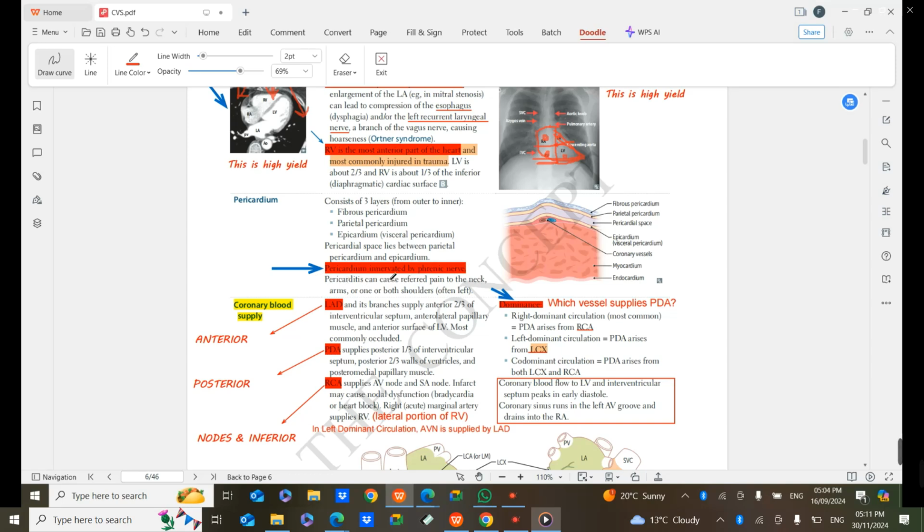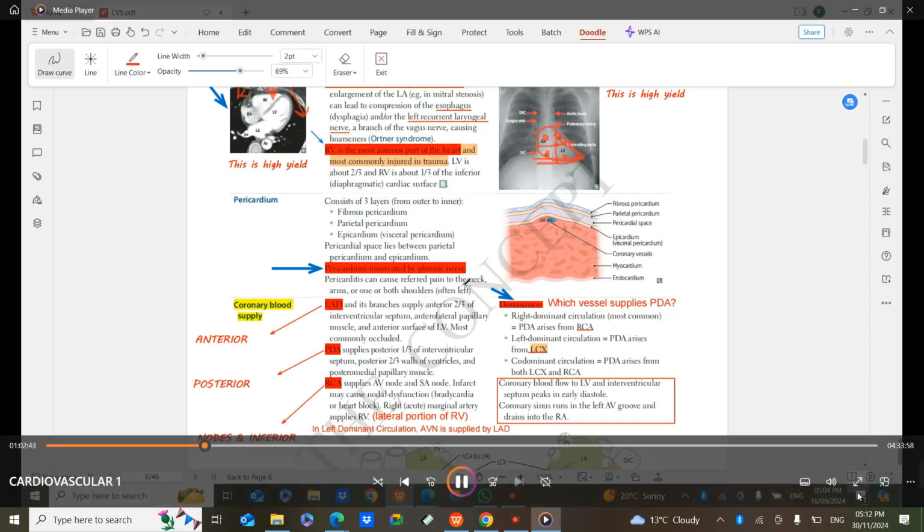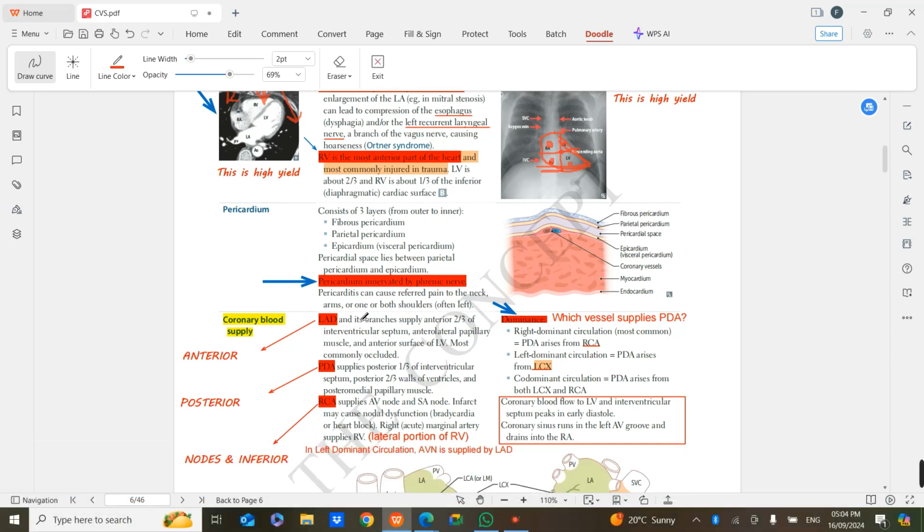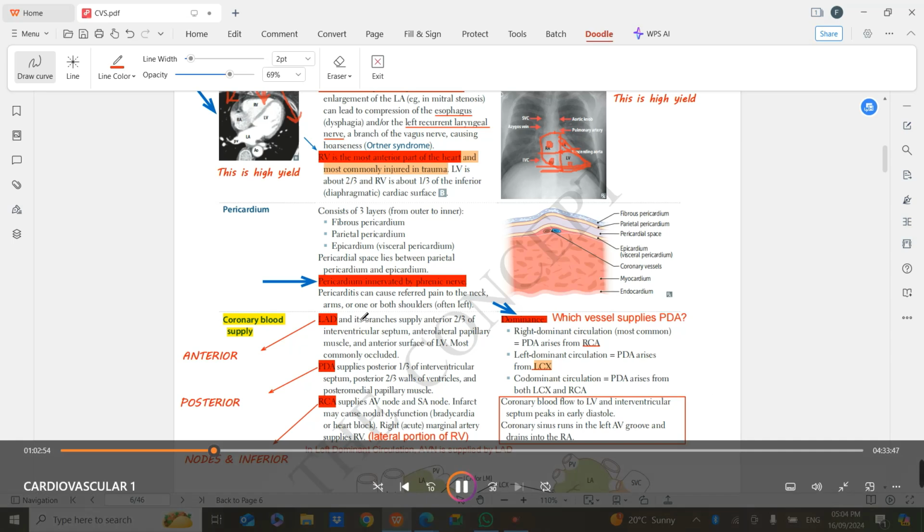So which nerve supplies the pericardium? That is the phrenic nerve. A patient with pericarditis is having pain that is referred to the neck, arm, and the like. They now ask, which nerve mediates that pain? Your answer is going to be the phrenic nerve. This is what they will be asking.